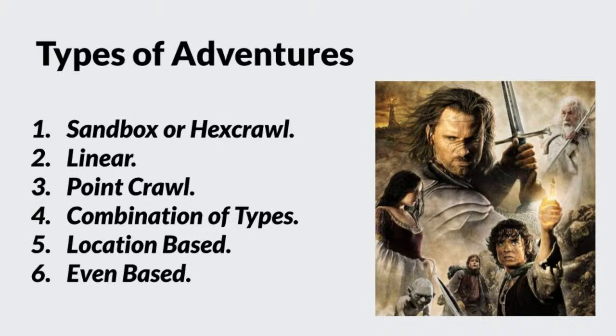One of the things with a linear adventure is the flowchart and progression is very easy to lay out, whereas a sandbox is not so easy to do. Now, there's also a combination of these three basic types. You can combine the sandbox, the linear, and the point crawl all together if you want. And often you'll find that a point crawl or a linear aspect or a sandbox is more suitable for certain parts of your adventure.